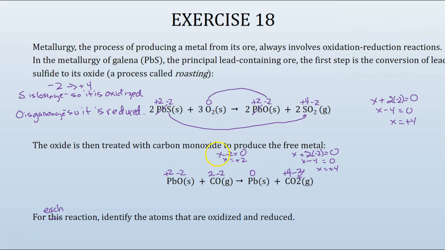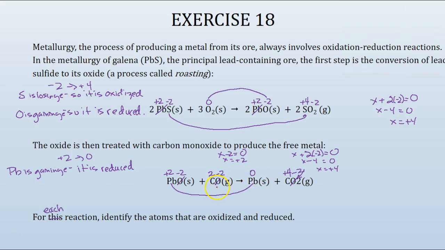What thing's not changing? Yeah, the O is not changing, so I'm not going to look at the O. I'm going to ignore the O. O is not changing. So I start with the Pb. The Pb is going from a 2+ to a 0. What's happening to the Pb? It's going from a 2+ to a 0 charge. So Pb is gaining electrons. It's getting more negative, so it is reduced.